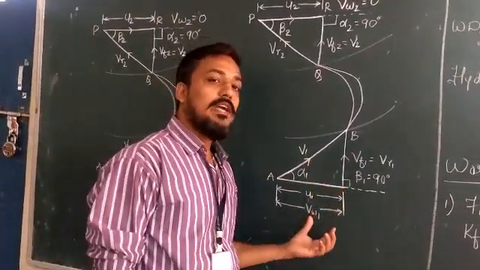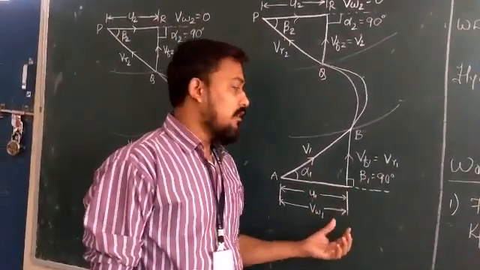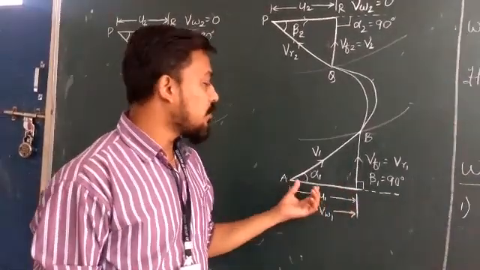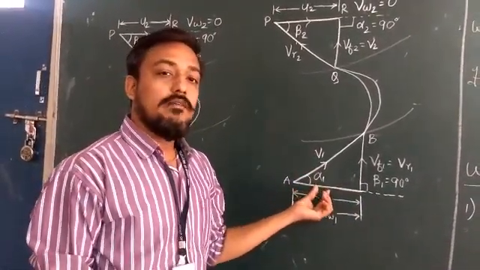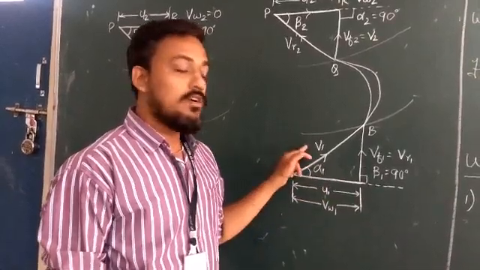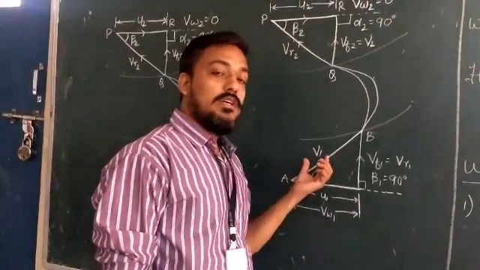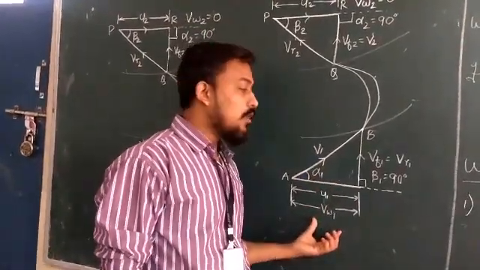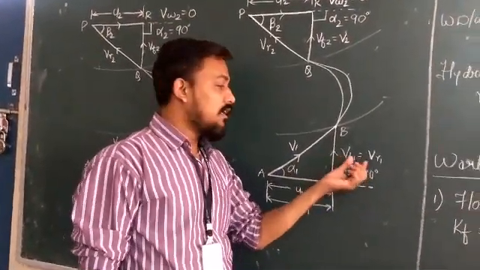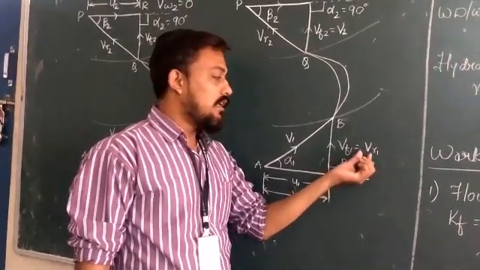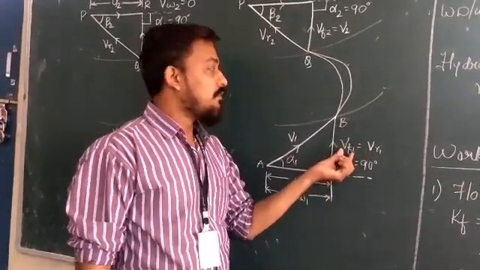In the modern Francis turbine, we have the medium type of runner, and here you can see we have the guide vane angle, alpha 1, the velocity of the water entering the runner, V1, and the velocity components of V1, that is VW1 and VF1. Here beta 1 is 90 degrees, so the relative velocity will be equal to VF1.